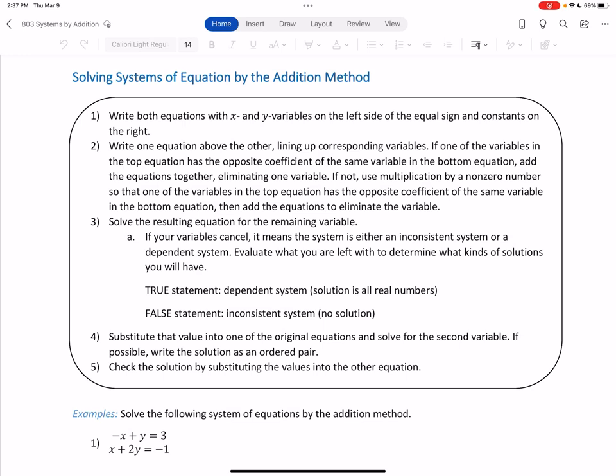Another method we can use to solve systems of equations besides graphing is the addition method. And so here are the steps for the addition method. As I said before, graphing is my favorite method, but if you want to use this one, or you don't have a graphing calculator, then that'll work too.